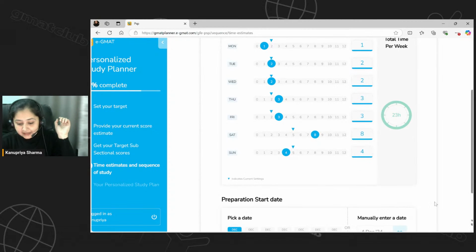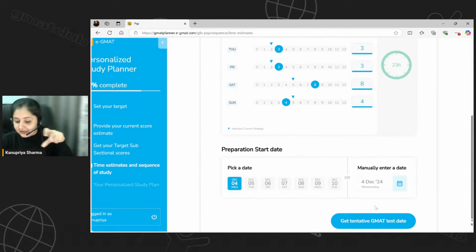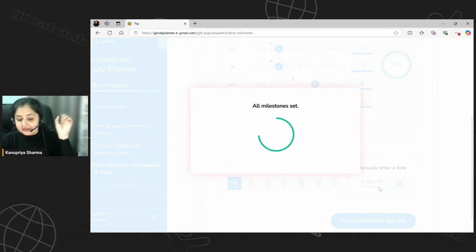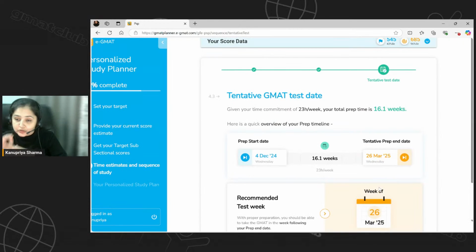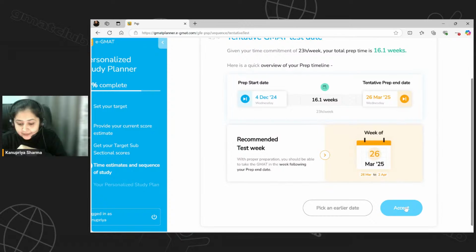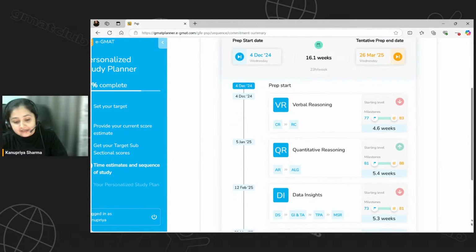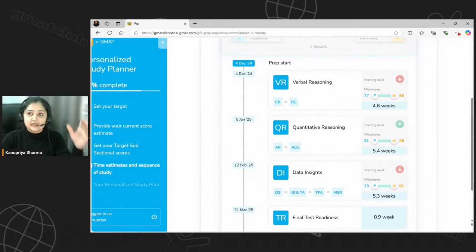Now, according to that, if you select the starting date as today's date, the system will be able to tell you that you should be ready. If you follow this plan, you should be ready for the test for your target score in this week of 26th March. All right. And you will get all the detailed steps. So it is not just that you have to score well in verbal, so you should be preparing for verbal, you should go through CR and RC. No, that is not the case. That is not the plan.